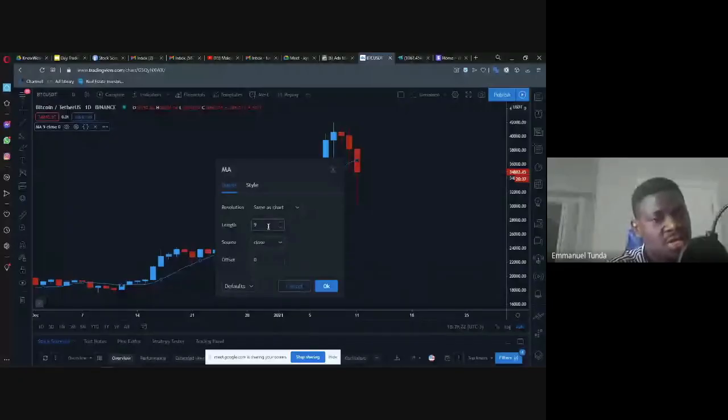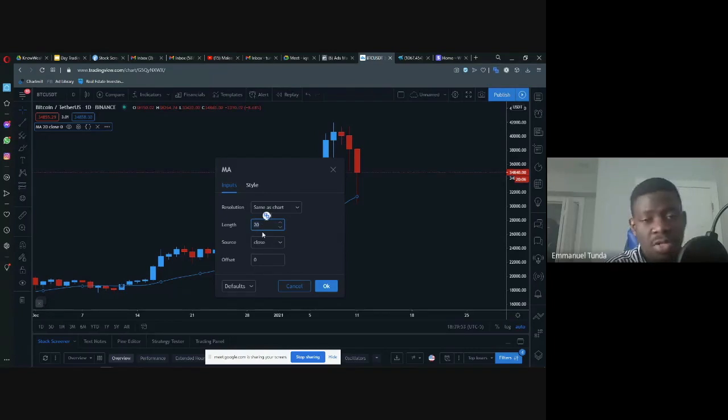To set up your moving average, what you want to put here is 20 candlesticks. What this means is that you want to look at how the price moved in the last 20 candles. So right now I'm using a daily time frame, which means I'm going to look at how the price moved in the last 20 days. So you add it there, and then you put 20 here on the length.